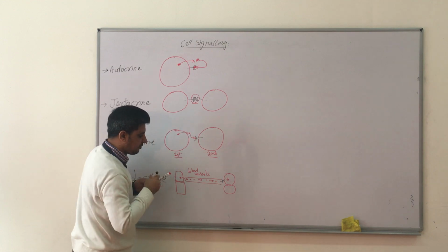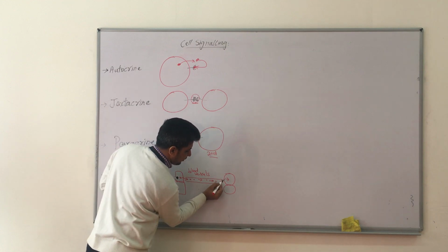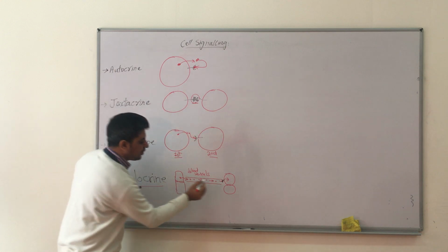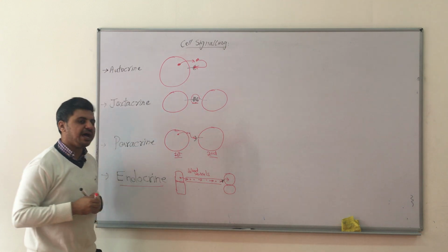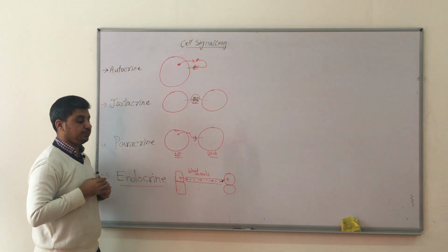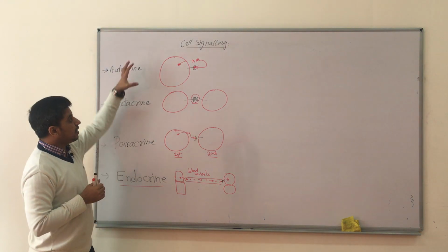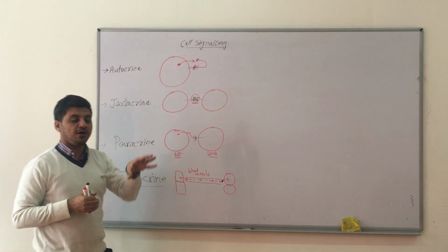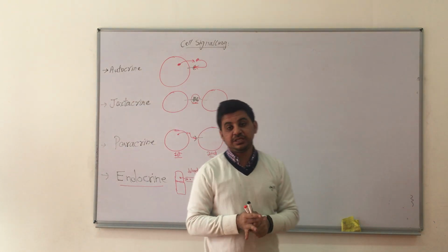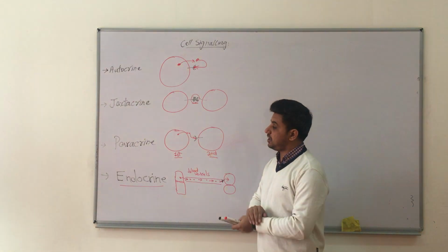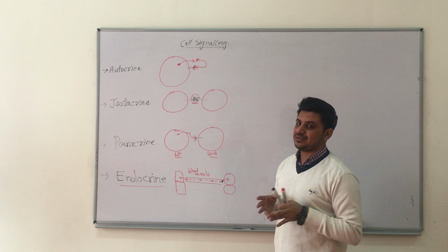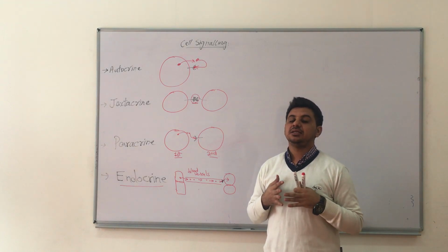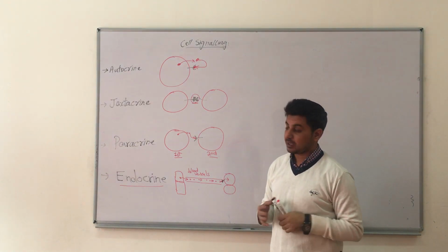You can see in the diagram. Such type of communication is named endocrine communication. So this is all about the types of cell signaling. Now the next query is how does this communication take place?